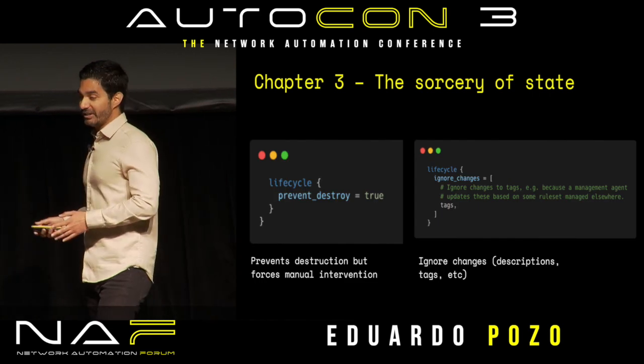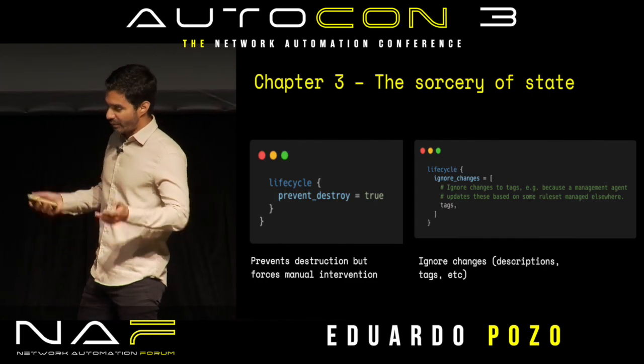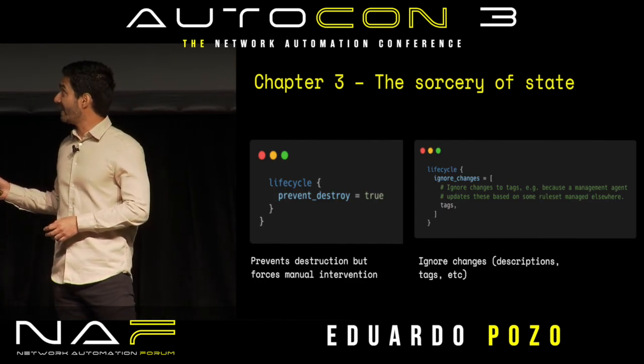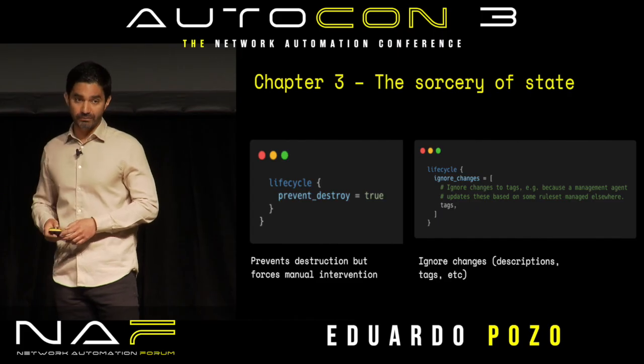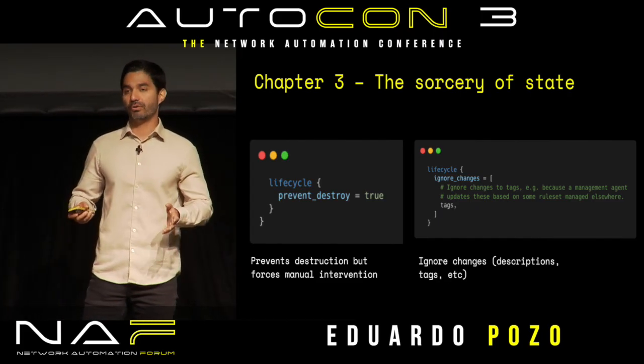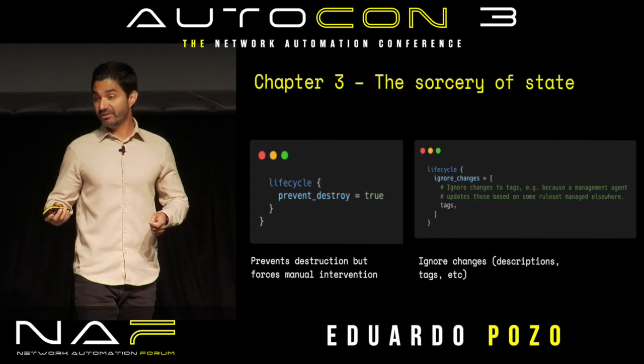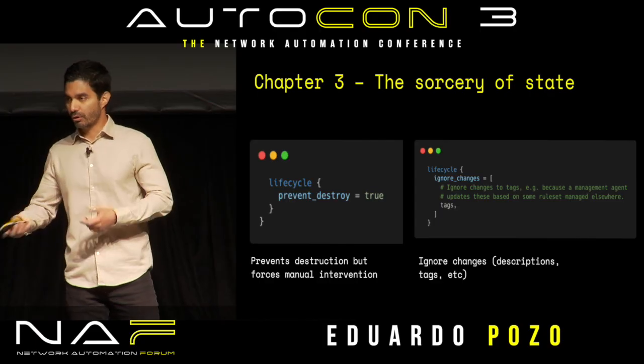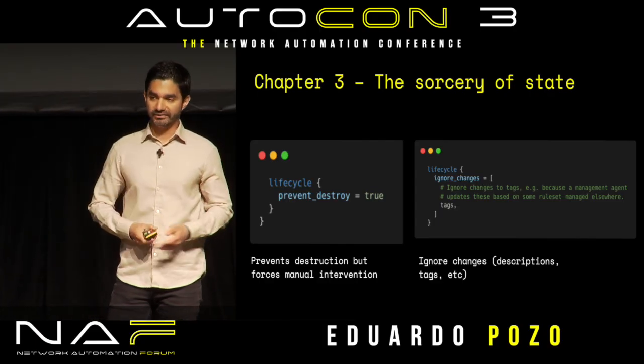So how to avoid this? There are two or three ways. The first way is a tag on Terraform that says prevent destroy. Basically, it prevents this object from being destroyed. But that means that if you really want to destroy it, you need to go to the CLI and do it manually, as I said before.